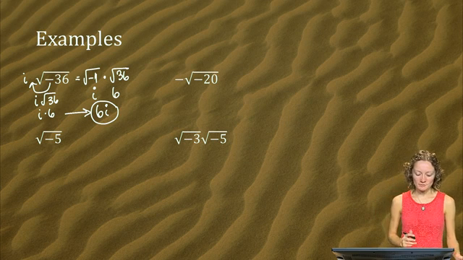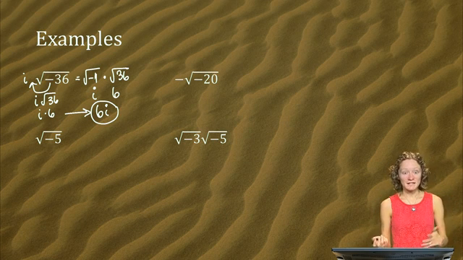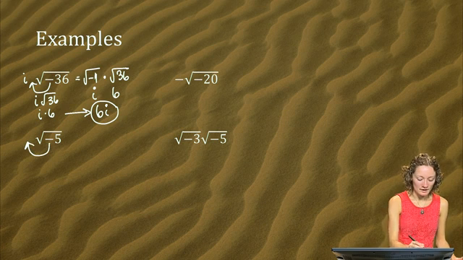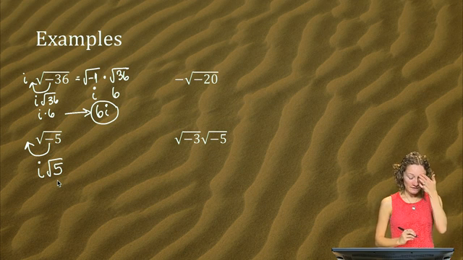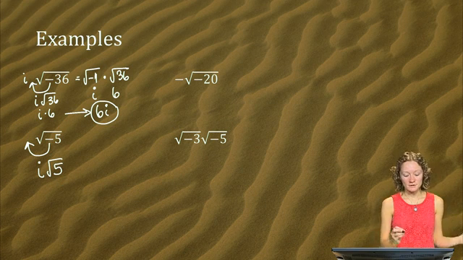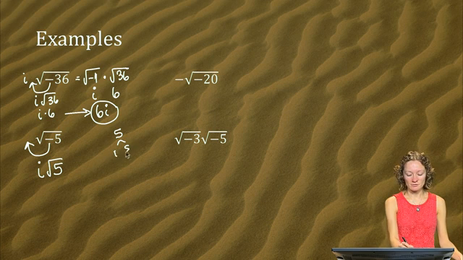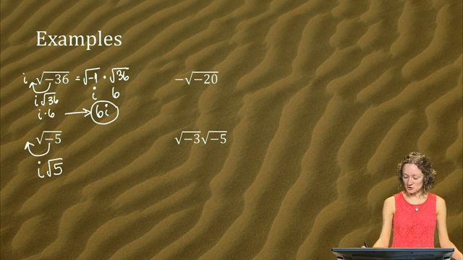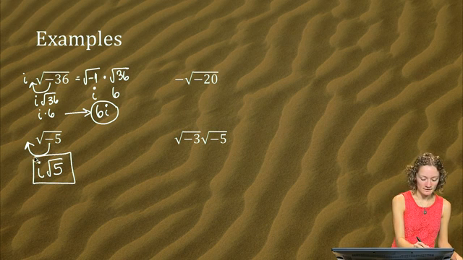Okay, the second problem, the square root of -5. Well, the negative underneath the radical can come out as an i. We have i root 5. And then the square root of 5, well, 5 you can't break down at all. You can say 1 and 5, but that doesn't help. So there's nothing we can do with 5. So this is it, i square root of 5.